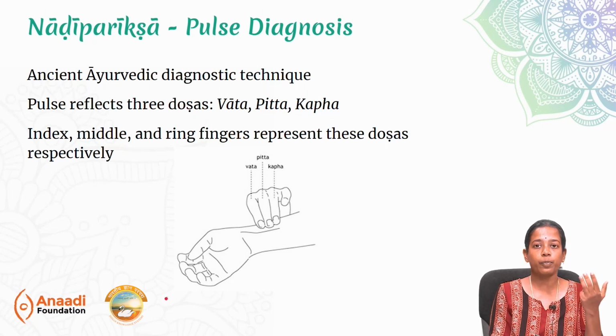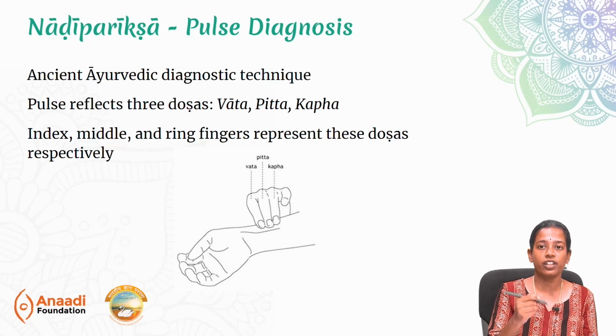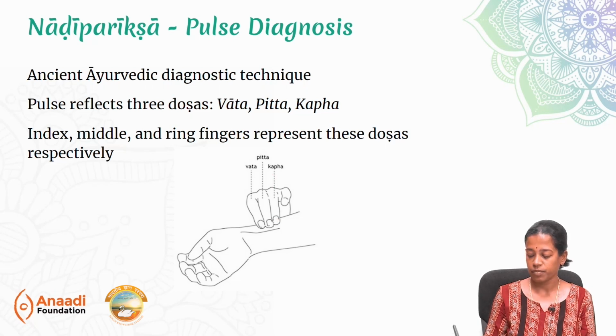If you see, the position of the fingers will also reflect or map to their respective doshas. As mentioned in this illustration, the index finger maps to the Vata dosha, the middle finger maps to the Pitta dosha and the ring finger maps to the Kapha dosha.